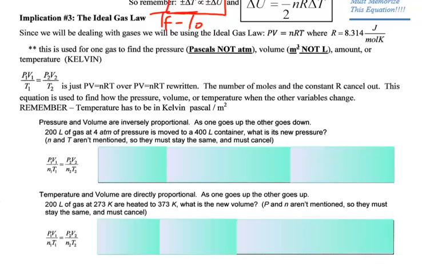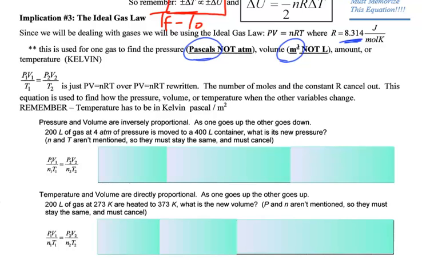So implication number 3, the ideal gas law, which is PV = nRT. Okay, keep in mind, R is 8.31. You can drop the 4. Your pressure has to be in pascals, and your volume has to be in meters cubed. This is not a normal thing for those of you in chemistry.